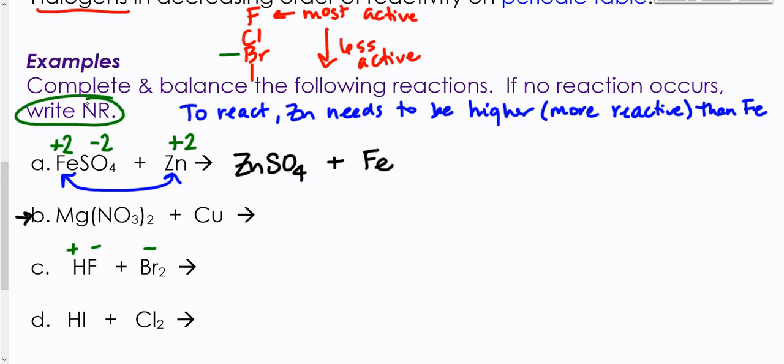So what we do is we write NR for no reaction. For this one, there is literally nothing else to do because nothing happens. Why don't you give D a try, and we'll talk about that in class as well. So that is single replacement reactions. Write down any questions you have so we can discuss them in class.